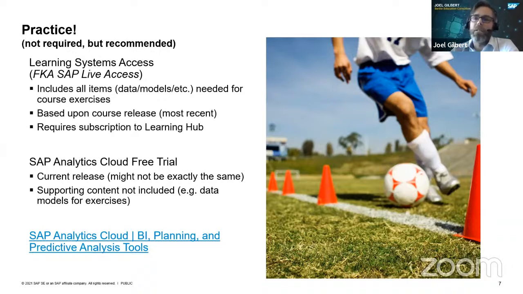That's really great. And the other thing is it really has all of the data models and sources that we would use in the class. It's essentially a copy of the exact same system that we would use if you're following the course step by step through the ebook or through the Learning Hub. But it does require a Learning Hub subscription, and there's additional cost for the live, formerly known as Live System App, it's now called Learning Systems Access, right?